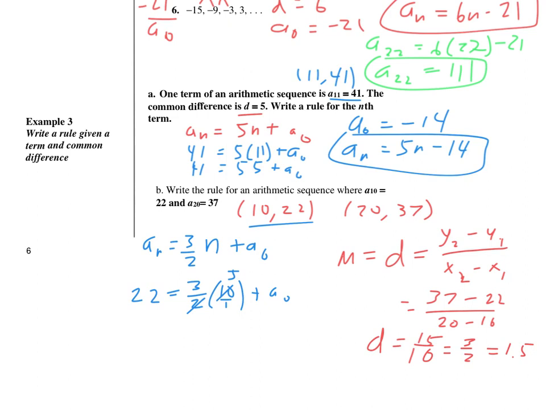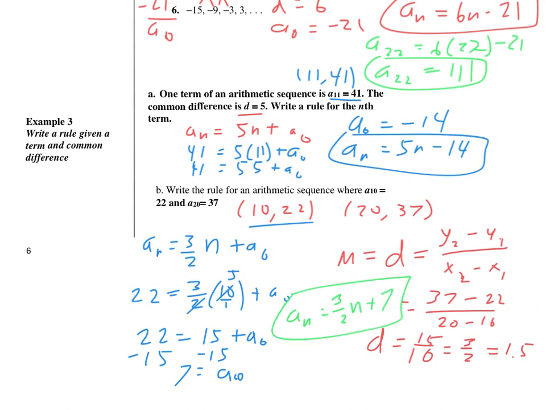So we can cross cancel there. Remember, we don't need a common denominator to multiply fractions. So we get 15 plus a sub 0. I'll just subtract the 15 over. So a sub 0 would equal 7. So my final answer here for the formula would be a sub n equals 3 over 2 or 1.5n plus 7. Once again, if you ever wanted to check, we could plug in one of our points. So if I plugged in 20 here, 3 over 2 times 20 plus 7 would give me 37.